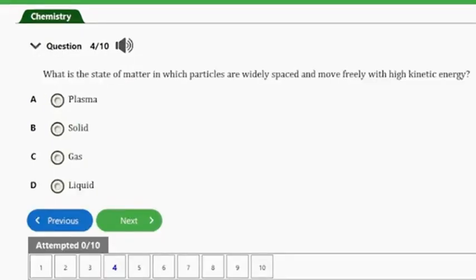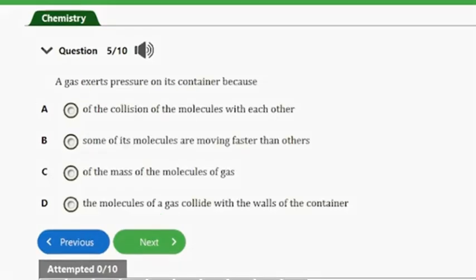So let's consider the next question, guys. Question number 4 here. So the question says, what is the state of matter in which particles are widely spread and move freely with high kinetic energy? A, plasma, B, solid, C, gas, D, liquid. So guys, the answer to this question is gas. As a gaseous state, the particles of the matter are widely spread and they move freely with high kinetic energy. And guys, that's the answer to this question.